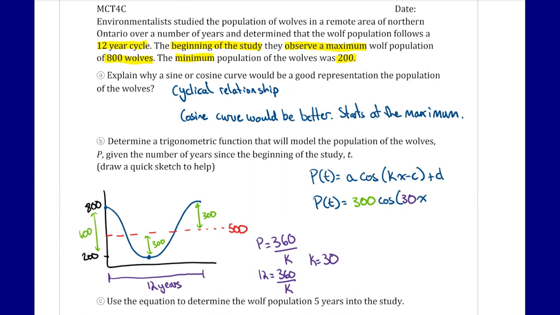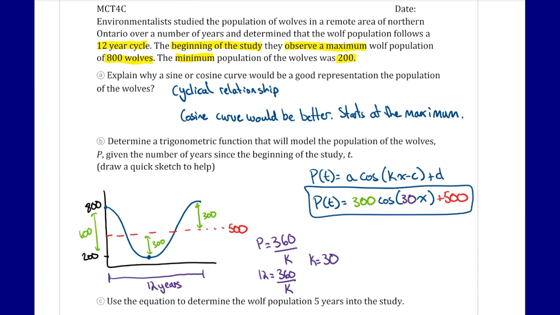Do I have a C value? Is there anything that indicates that we are shifting it left or right? In this case, no. We're told we start at a maximum, which is identical to the cosine curve. So there's nothing to indicate that we are shifting left or right. So I don't have a C value. My D value, my midline, how much did I move it up? Well, my midline is now at 500, so that's a plus 500. And this is my equation to model the number of wolves.